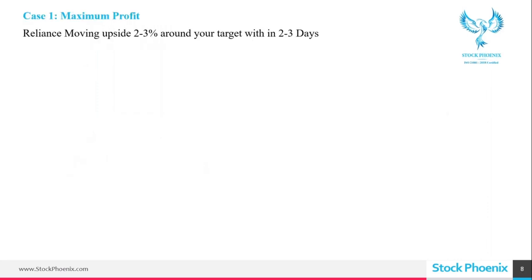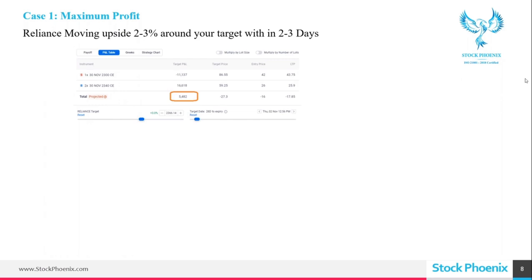Case 1, maximum profit. Reliance moving 2 to 3% upside around your target within 2 to 3 days. So you can see here within 2 to 3 days, Reliance moving 3%. So the sold call option will give you loss. The bought call option will give you profit. Adjusting both these things, we will get a profit around 4 to 5,000 rupees.